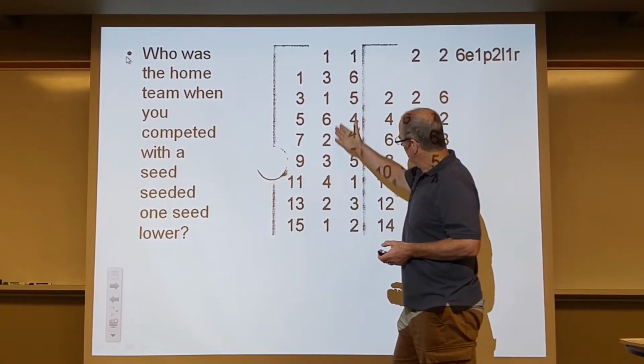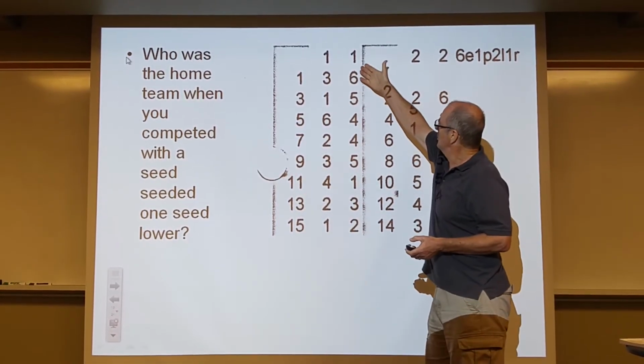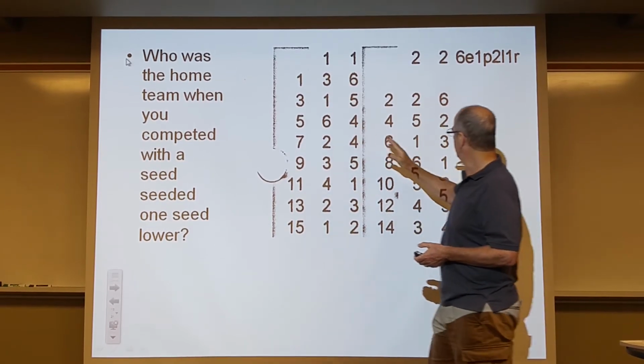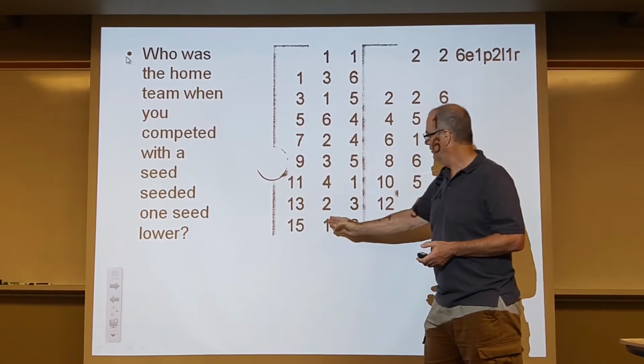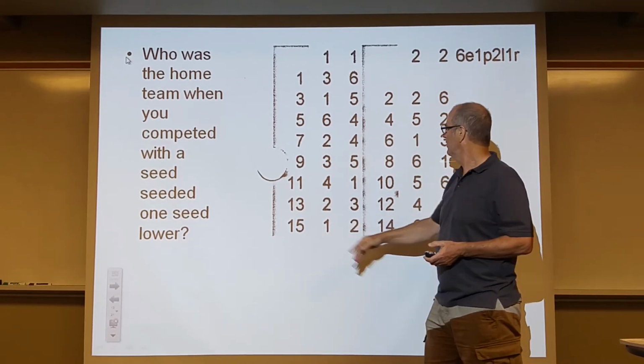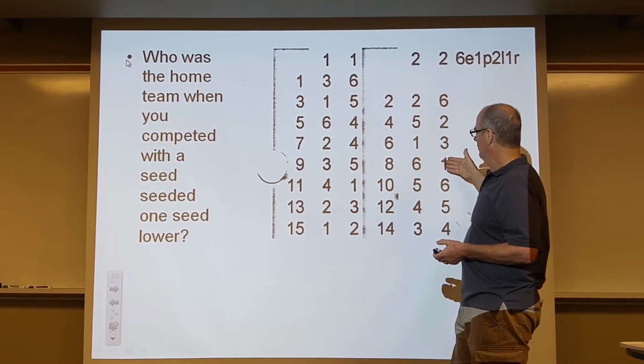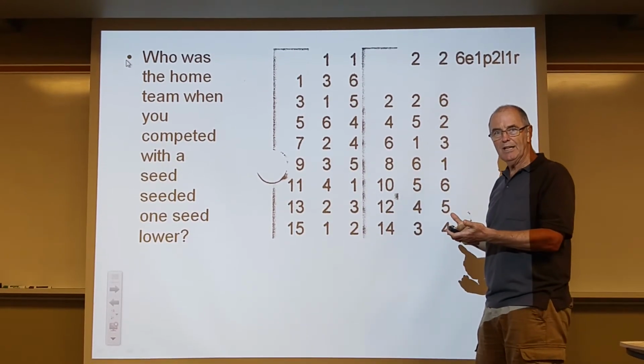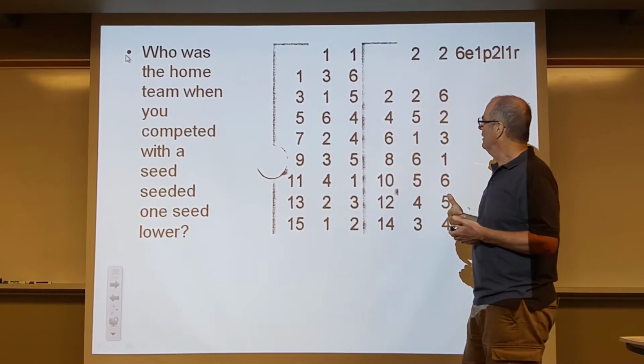The first column is the home team. The second column is the away team. So if we take a look at team one, they're playing one home game, two games. They've got three home games. Team one is away once, twice. So they're home three times, away twice.